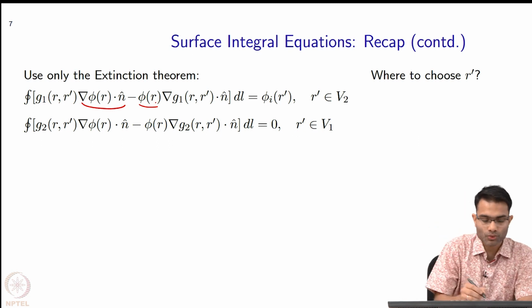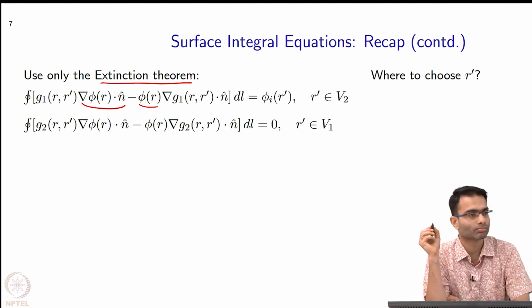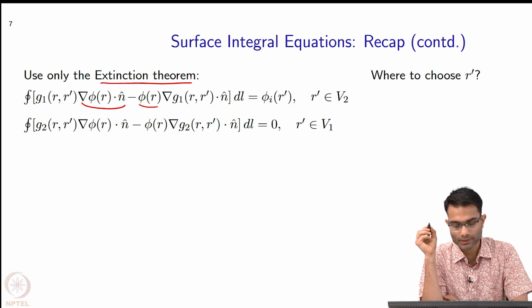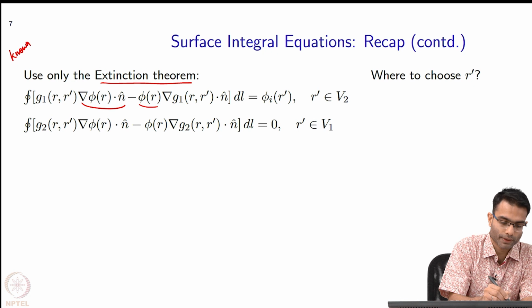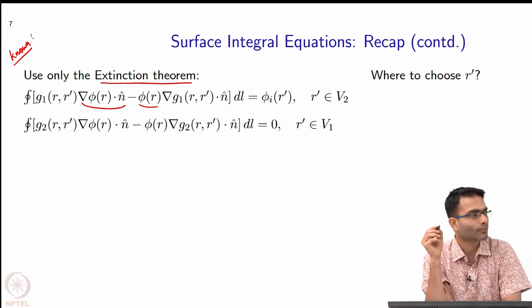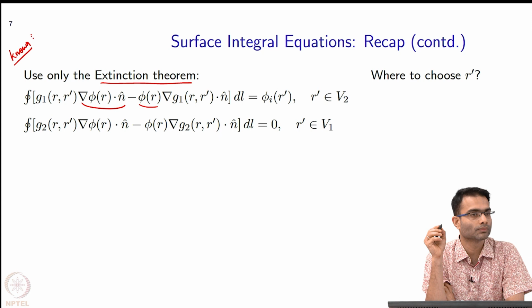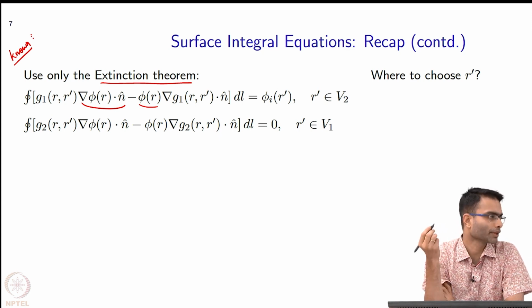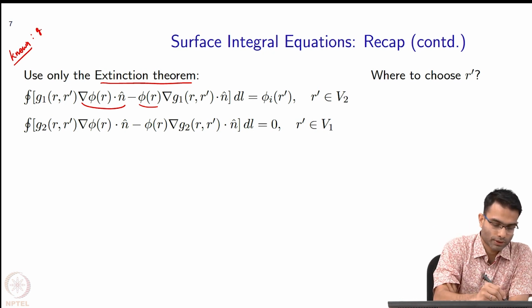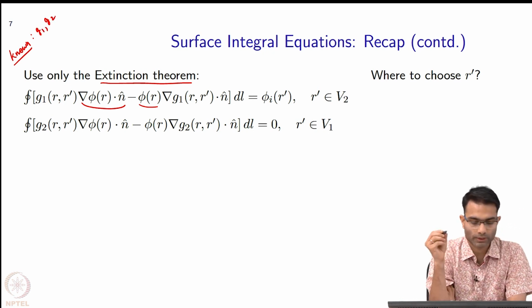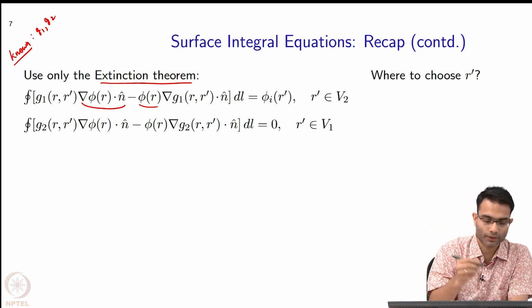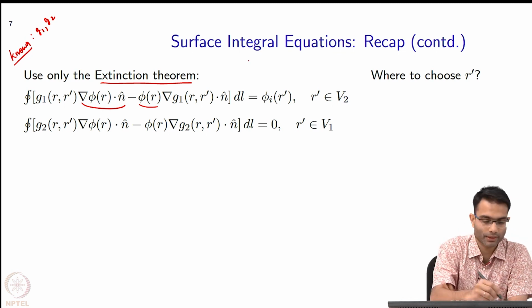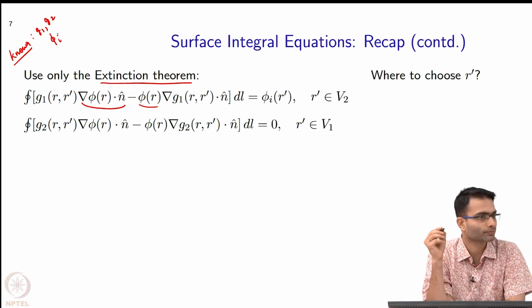So, what I have done is I have chosen only the extinction theorem, right. Now in these equations, what is known? If I ask you, looking at these equations, what all is known? Let us start from the left. Do I know G1? Yes, it is Green's function for the medium for volume 1, I know it. G1 is known, G2 therefore is also known. Do I know the phi's? I do not know the phi's, that is what I want to find out, but I know the right hand side, I know the incident field, phi I is known.